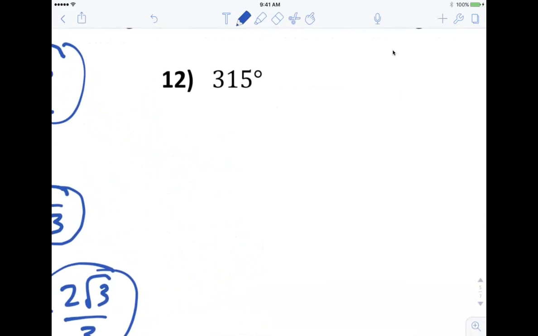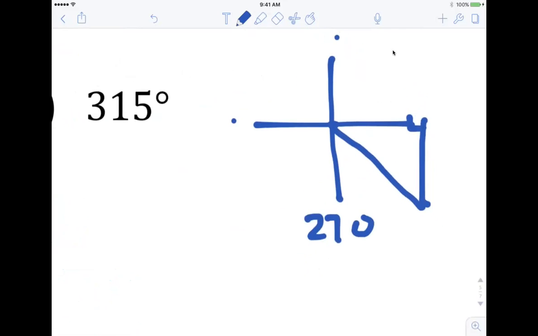315 is in quadrant 4, right? Because think about 90, 180, 270. It's 45 degrees past 270, right? So it's going to be in quadrant 4. Draw that triangle. And this reference angle right here is 45 degrees, because you go 270 plus 45, that'll be right at 315.